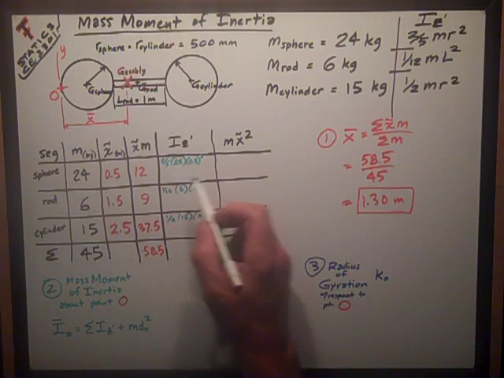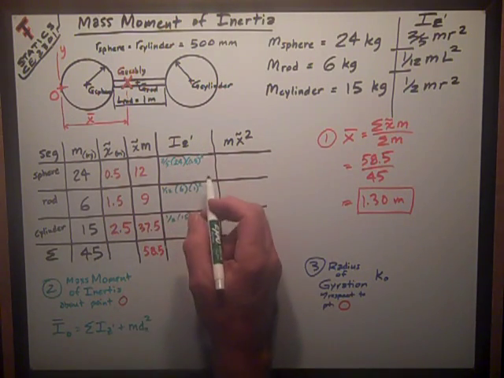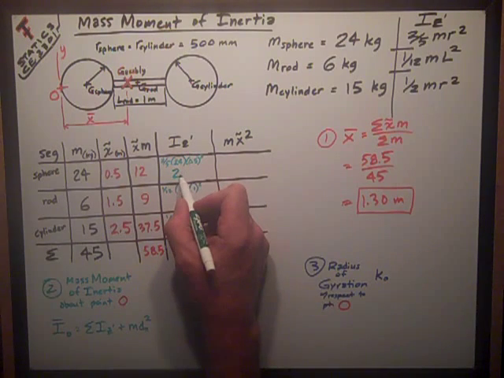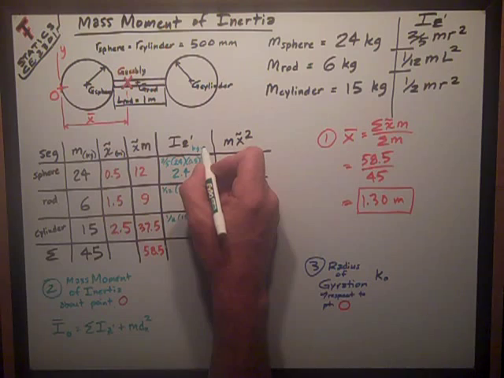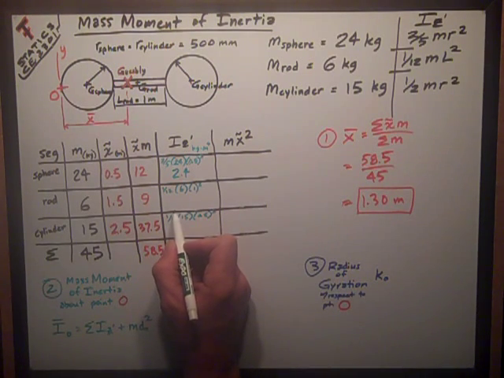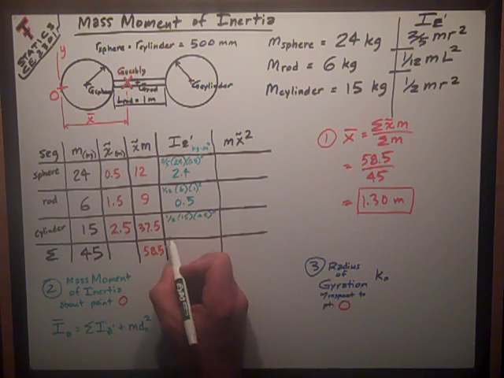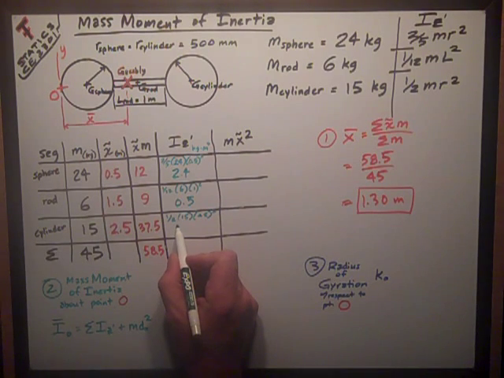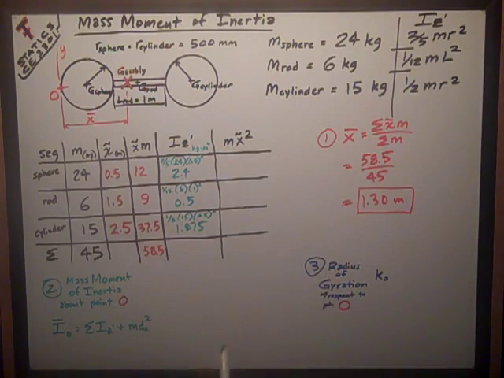So I do the math on these. Here I've plugged in the numbers, and for the sphere, it's this product, which is 2.4. The units are kilogram meters squared for all these. The math for the rod works out to be 0.5, 6/12. And for the cylinder, it's 1.875. Note I've just taken these formulas and put them down here and put the numbers to them and then done the math.